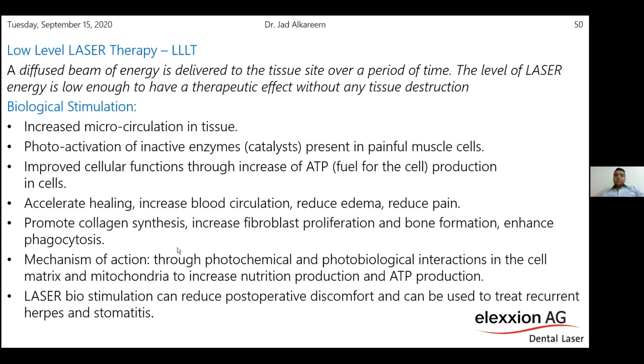Plus, you will increase the collagen production. Another point is, when you have more collagen in your tissue, you will have better tightening of the tissue. For example, if you are speaking about a patient who complains from snoring, when you apply the laser, the collagen will tighten the soft tissue, and then you will have a better treatment for the patient who complains from snoring. So this is actually what happens in the low-level laser therapy.